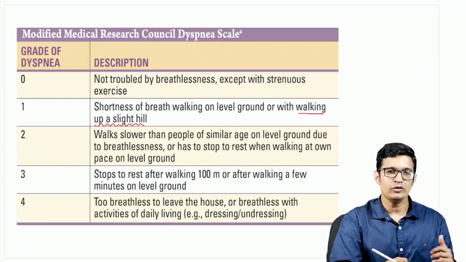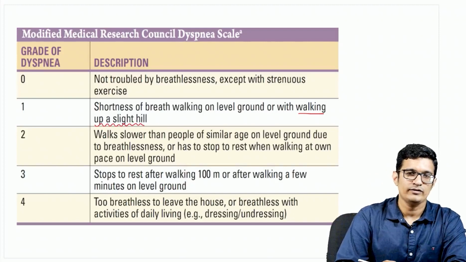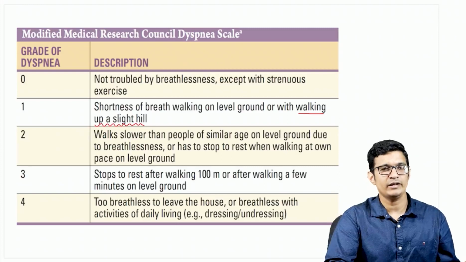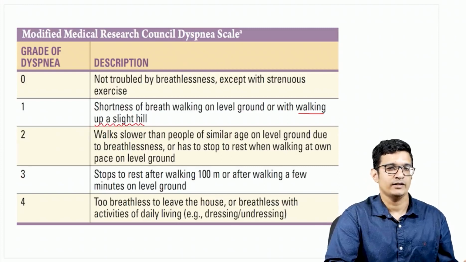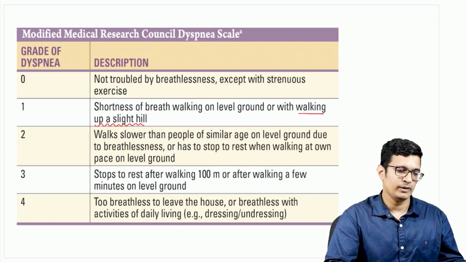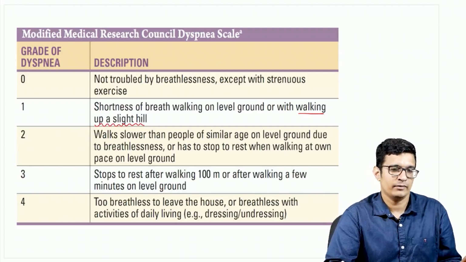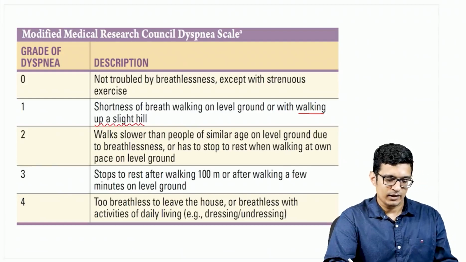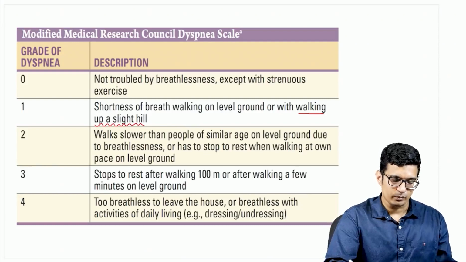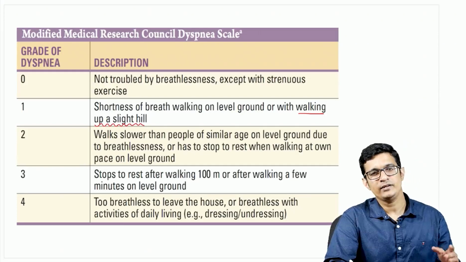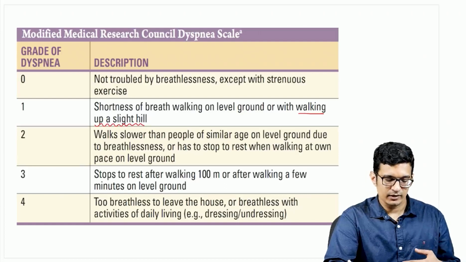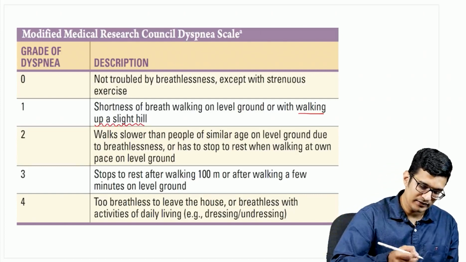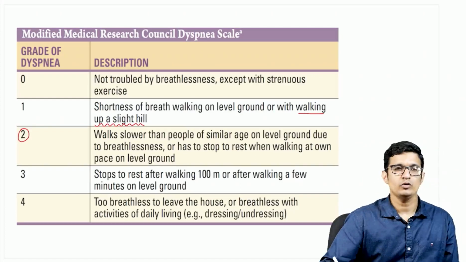Now what is grade 2 of MMRC? If a person walks slower than the people of his same age, because we don't expect a 65-year-old male to be walking at the same pace as that of a 25-year-old boy, or maybe a 15-year-old kid or somebody. So we don't expect that. So if somebody is walking slower than the people of his same age group due to breathlessness, and that person is forced to stop in between in order to get relief from his breathlessness, that is what we call as MMRC grade 2 of breathlessness.